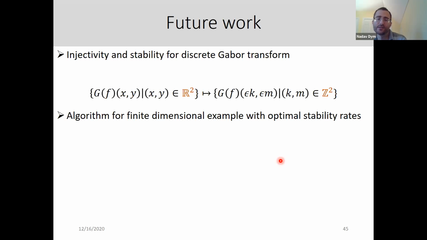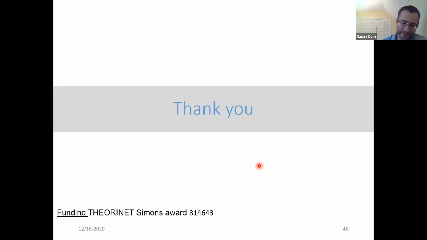And another thing, which I mentioned before, is just to have an algorithm which actually achieves these stability rates: d to the half in the real case and d over d in the complex case. And that was it. So thank you very much.